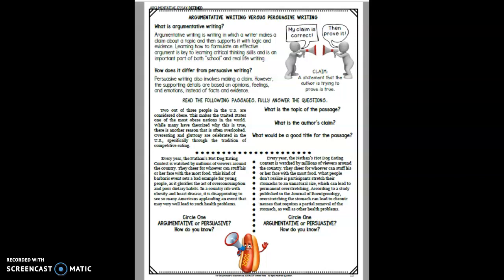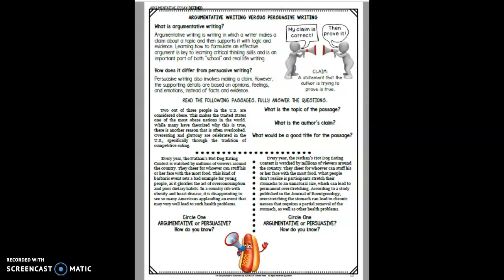Argumentative writing versus persuasive writing. What is argumentative writing? Argumentative writing is writing in which a writer makes a claim about a topic and then supports it with logic and evidence. Learning how to formulate an effective argument is key to learning critical thinking skills and is an important part of both school and real-life writing.